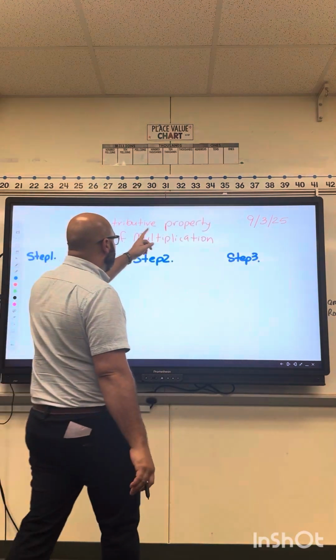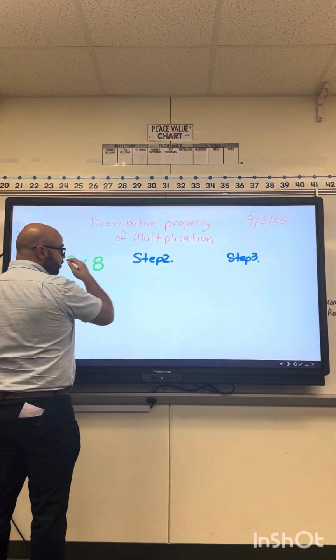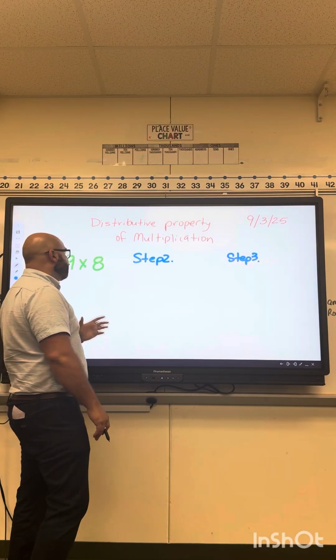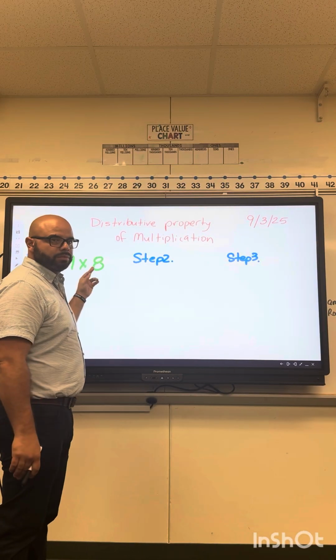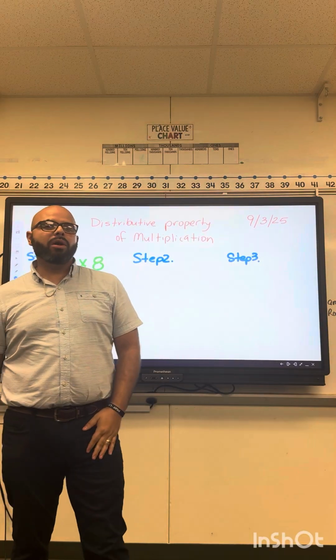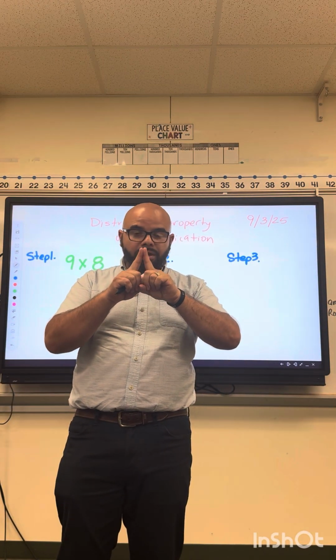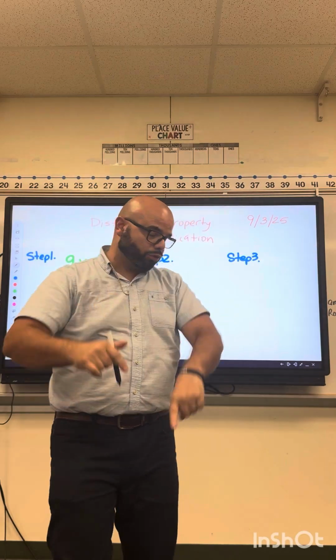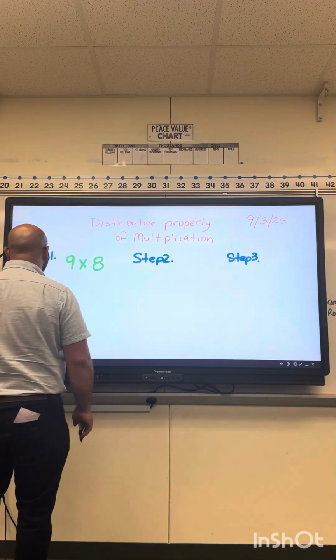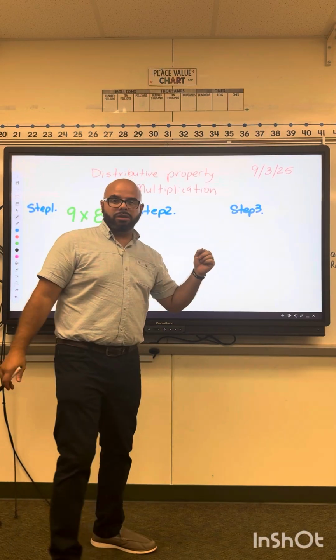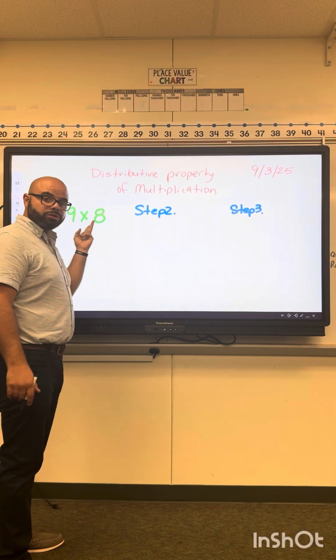So, distributive property of multiplication. We have 9 times 8. The distributive property is taking one of the two factors and breaking it apart into two numbers that when added together give you that factor. So, what do you mean, Mr. J? What you're going to do is take either number to break it down. You could take either number to break it down.